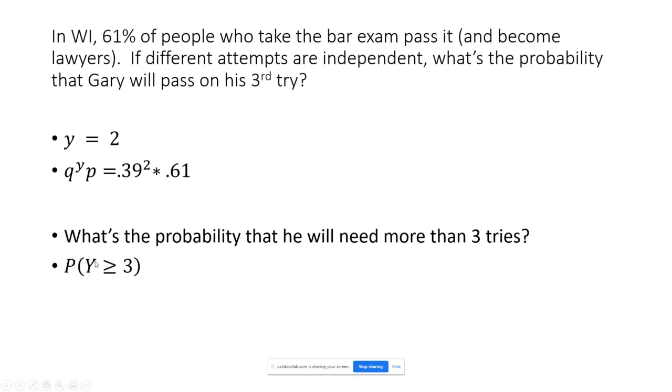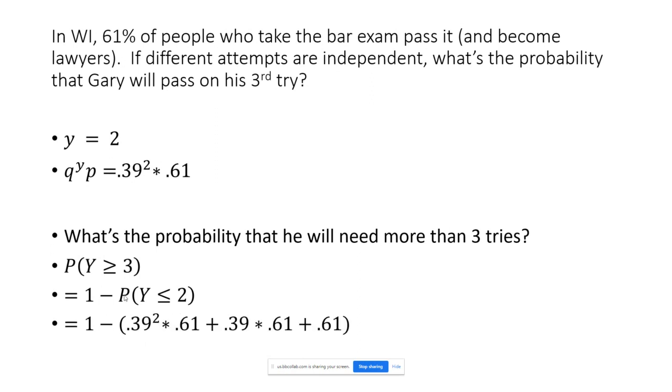So we're looking for the probability that y is greater than or equal to 3. So we can write that as 1 minus the probability that y is less than or equal to 2, using the complement rule. And we can find the probability that y is less than or equal to 2 by taking the sum of the probability that y equals 2, so that's the 0.39 squared times 0.61 that we found up above, plus the probability that y equals 1, plus the probability that y equals 0, which would be passing it on the first try. Oh, I didn't write down what that answer is either.